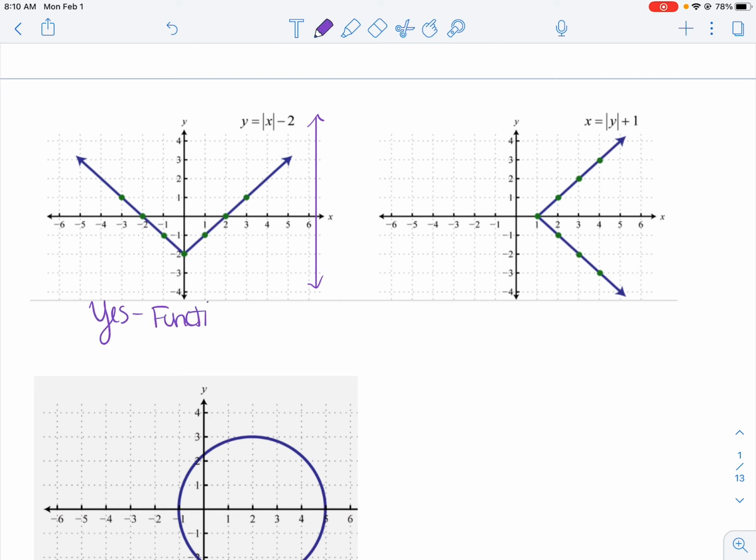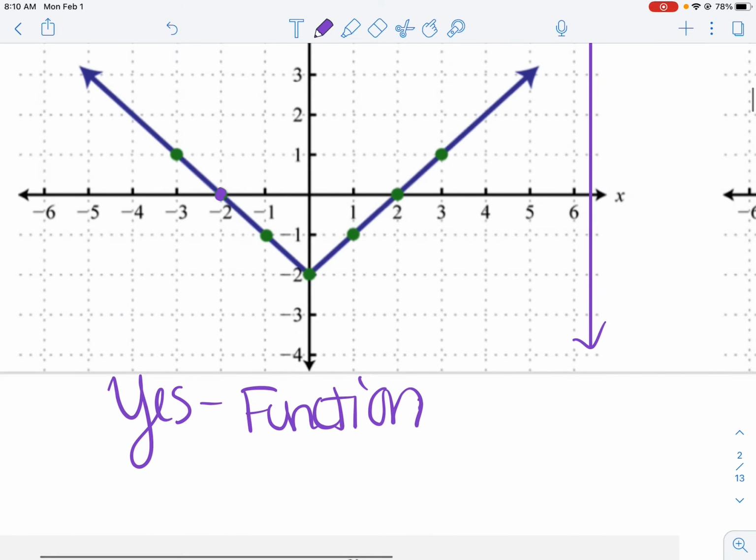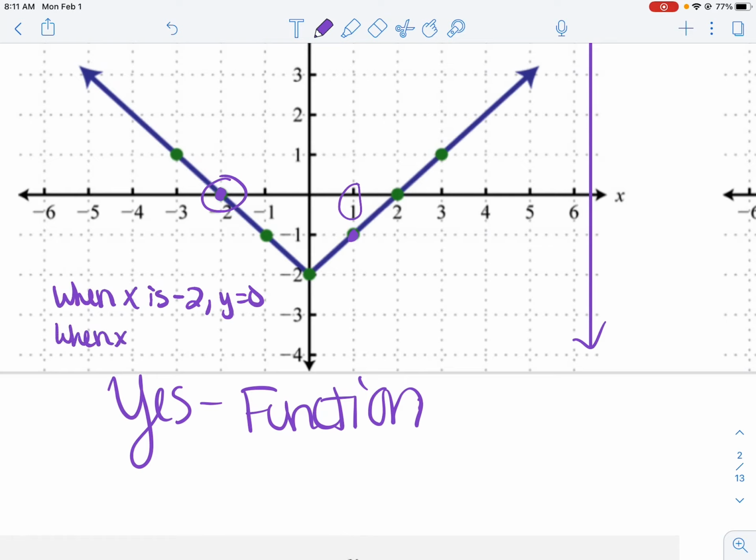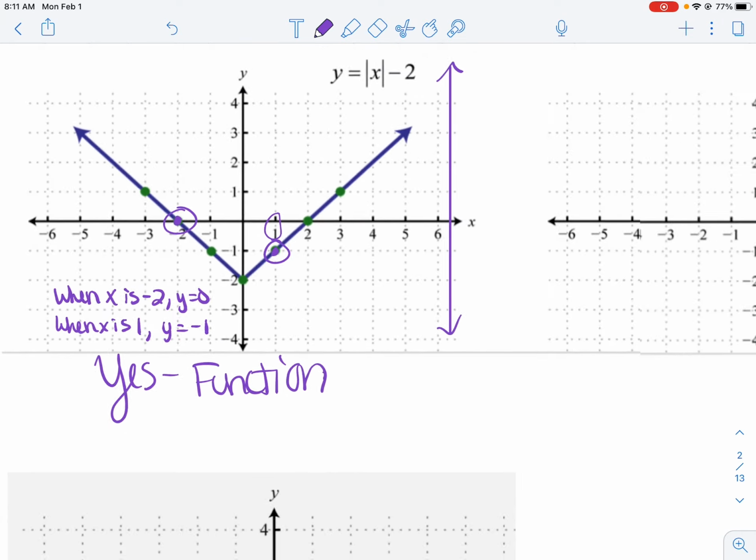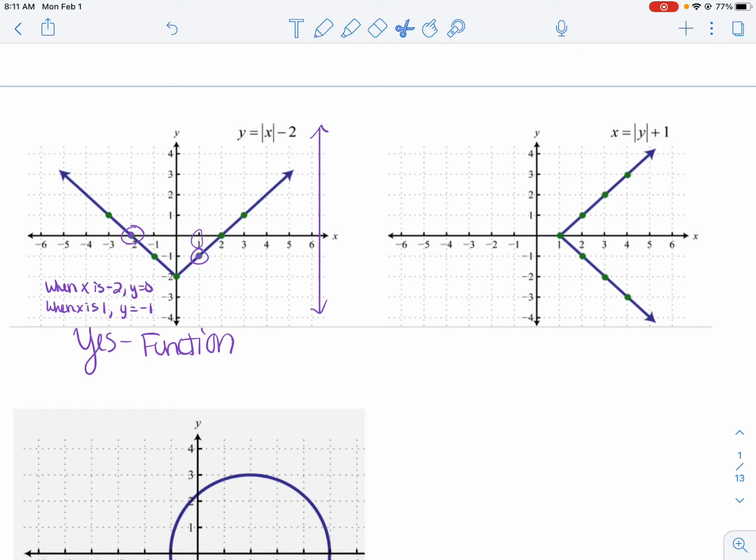And that's because every single x value only had one y value, right? So when x is -2, y was 0. There was only one y value it could be. When x was 1, right here, y was -1. There was only one value it could be, and that was true for every single point all the way across, okay? So let's look at its friend over here.